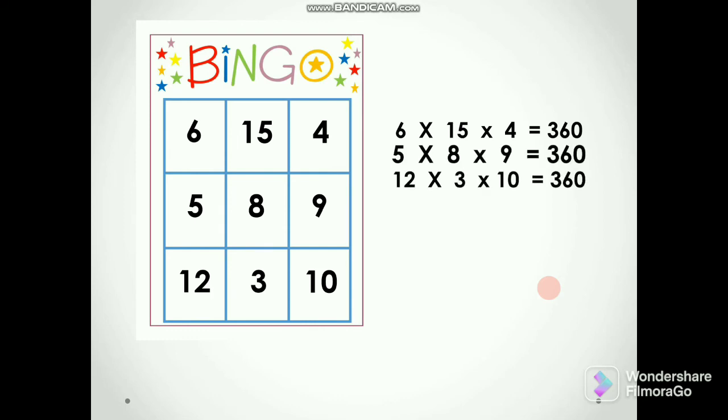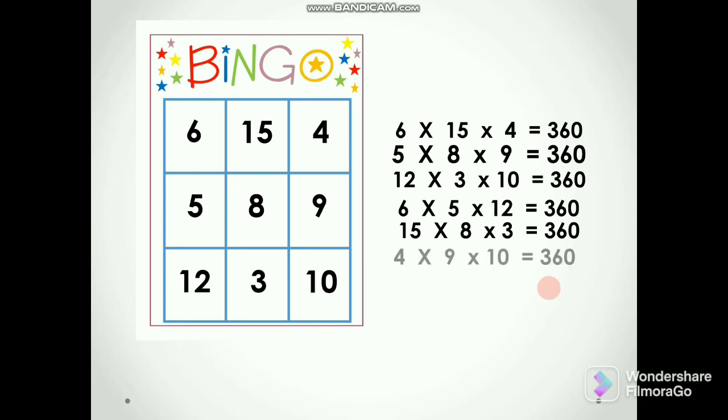So let's check by row and by column, or vertically and horizontally. For our row 1, it is 6 times 15 times 4, 5 times 8 times 9, 12 times 3 times 10. For columns, we have 6 times 5 times 12, 15 times 8 times 3, and 4 times 9 times 10. And they are all equal to 360. Therefore, our guess and test for our first card is correct.